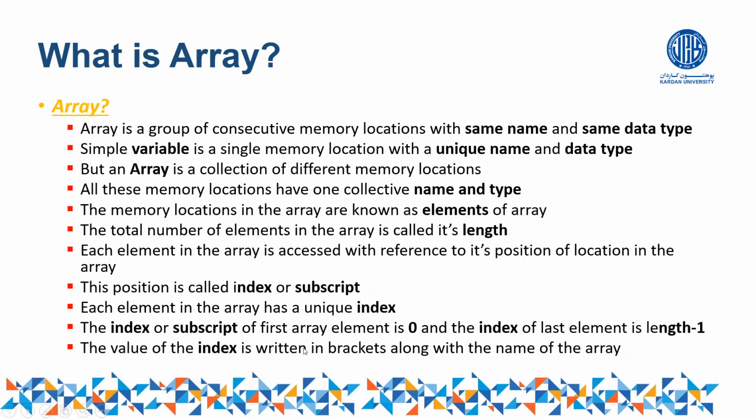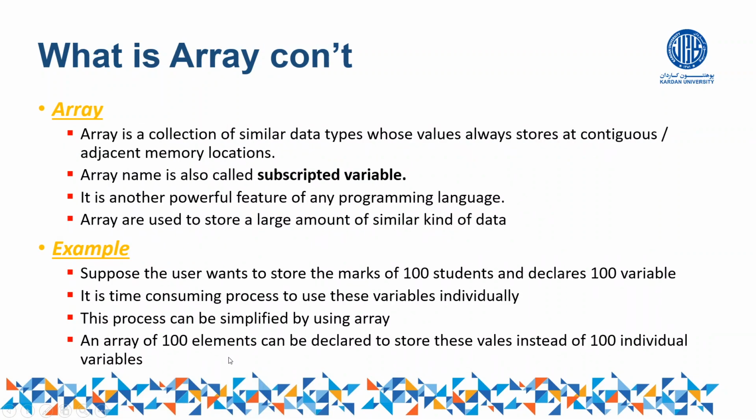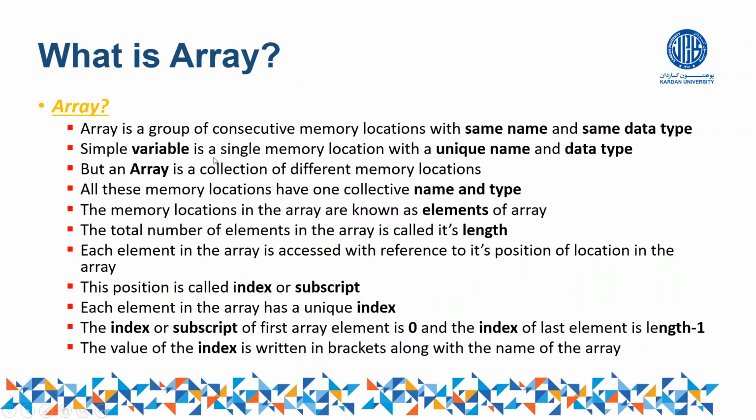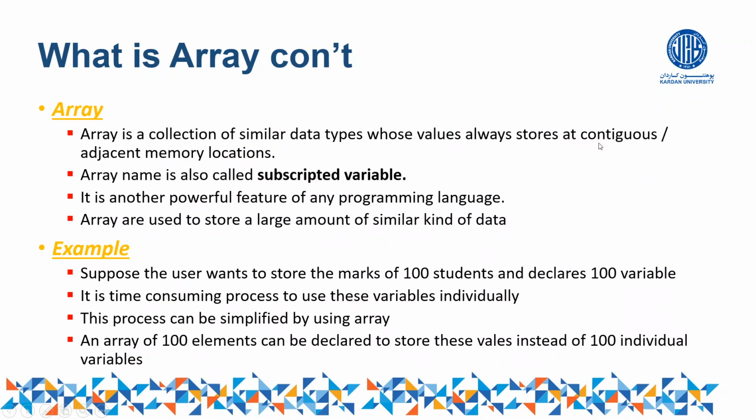The value of the index is written in brackets along with the name of the array. You will see how we can write the value of an index. Brackets are used to specify the index. An array is a collection of similar data types whose values are always stored at contiguous, adjacent memory locations. Contiguous is basically consecutive, okay? Consecutive or continuous memory locations.